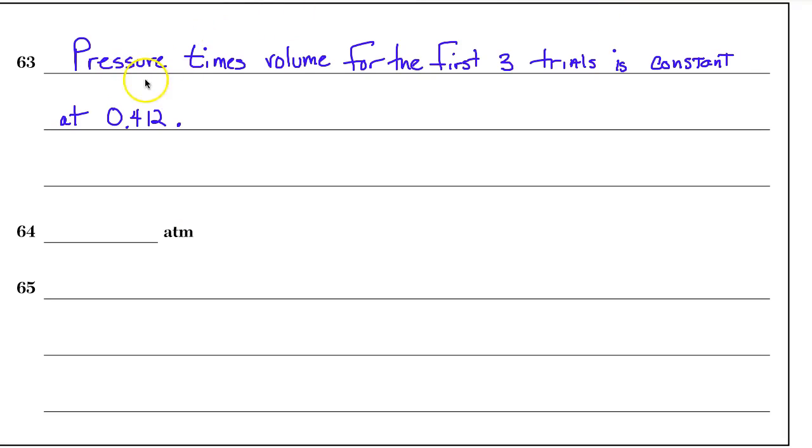So I write: pressure times volume for the first three trials is constant at 0.412. You could have said, as volume increased, the pressure decreased proportionally. There's no change in pressure times volume. PV is constant. Many ways to say the same thing, but they said look at the data table, so we can predict the fourth because the first three were kept at this value. So moving on to 64.